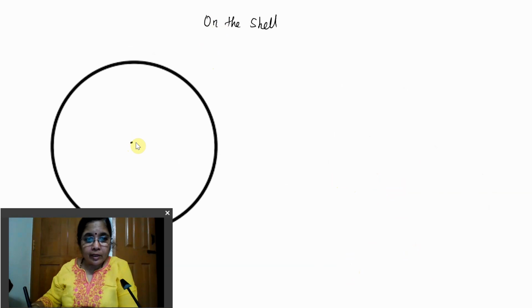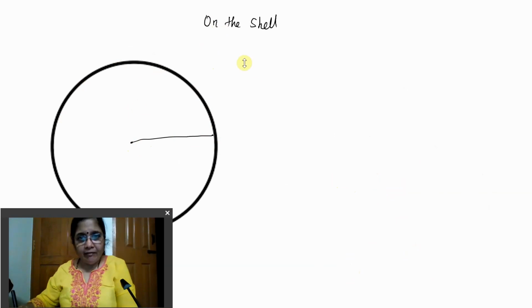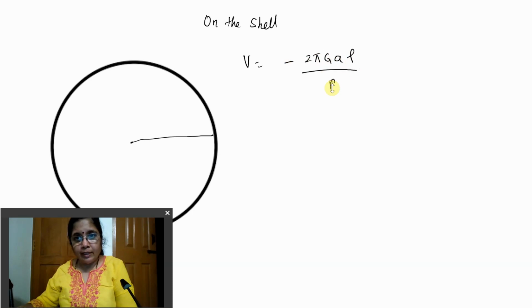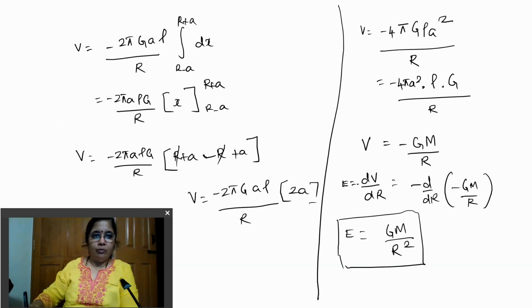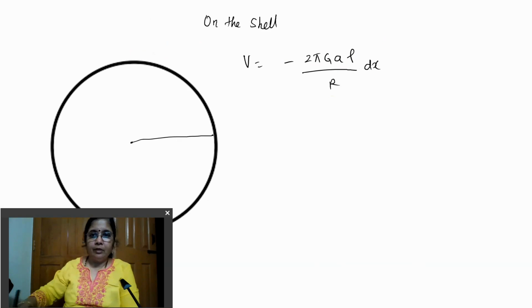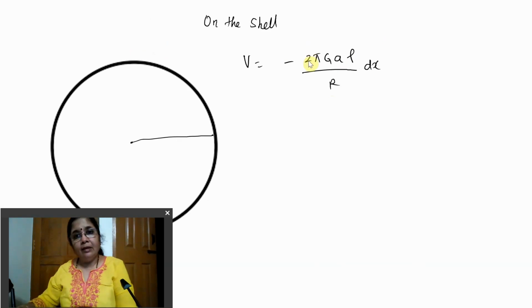So again, you have this point on the shell somewhere here. It can be anywhere here. So gravitational potential at a point on the shell: you have V, we'll take the same expression, minus 2 pi G a rho by r into dx. Where do we get this expression from? Here, we have 2 pi G a rho into dx. That is where we got the expression from. So we are going to integrate this.